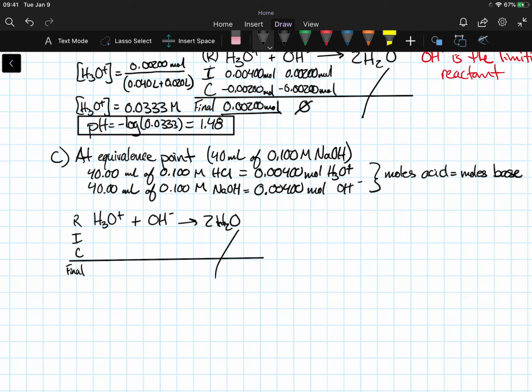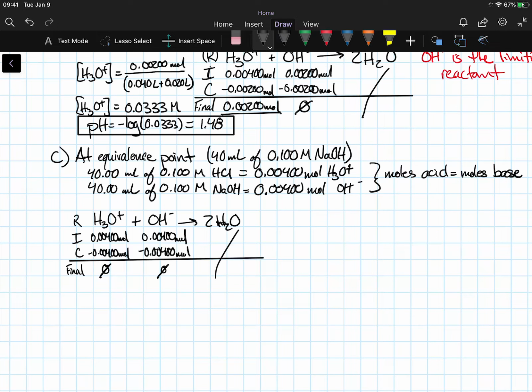Forget about the water. We had 0.00400 moles and 0.00400 moles. They're both limiting. They're going to run out at the same time. So at the final end of the reaction, we have 0 moles of both of those. So again, we just go back and ask ourselves, what do we have in the beaker?